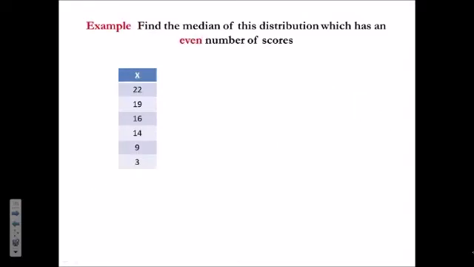This distribution has an even number of scores, 1, 2, 3, 4, 5, 6. So here n is 6. When you have an even number of scores, there is no score in the middle. This distribution is already sorted. Let's use that formula we had before. Cut the sample size in half, n over 2. 6 divided by 2 is 3. What that tells us to do is count 3 scores from the bottom and 3 scores from the top. And the median would be here. There is no number there.